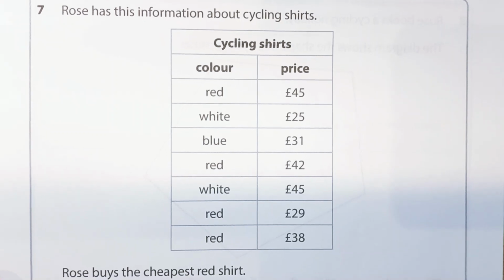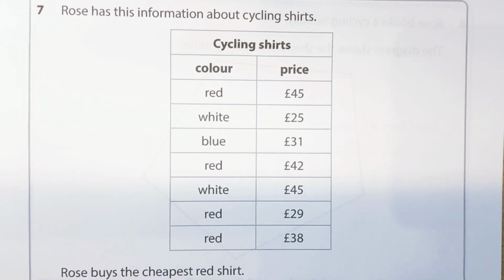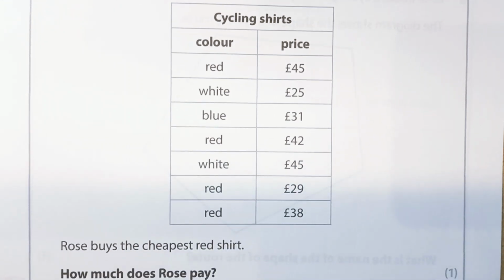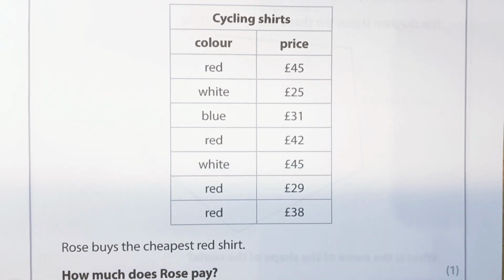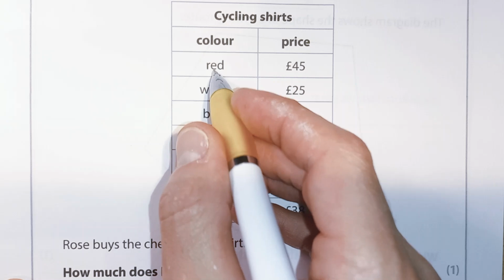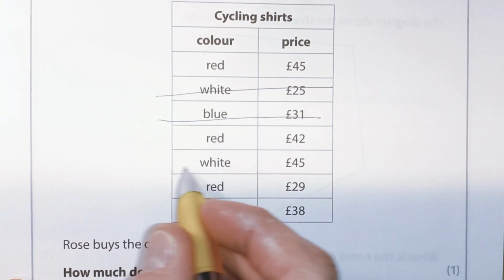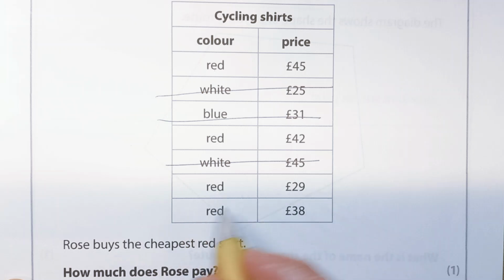Question 7. Rose has this information about cycling shirts. We've got different cycling shirts. We've got the colour and we've got the price. Rose buys the cheapest red shirt. How much does Rose pay? Okay, so she wants a red one. So it could be this one. So it can't be that one. Can't be that one. Could be this one. Can't be that one. And it could be either of those.